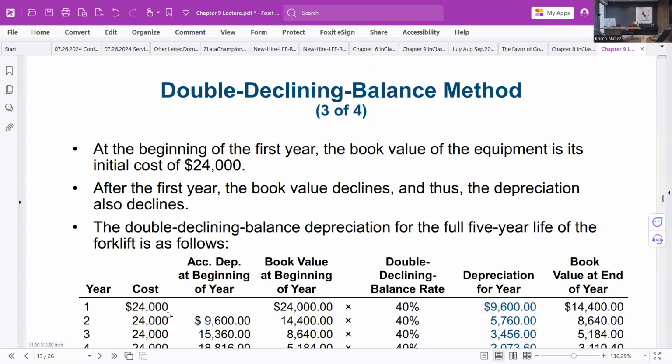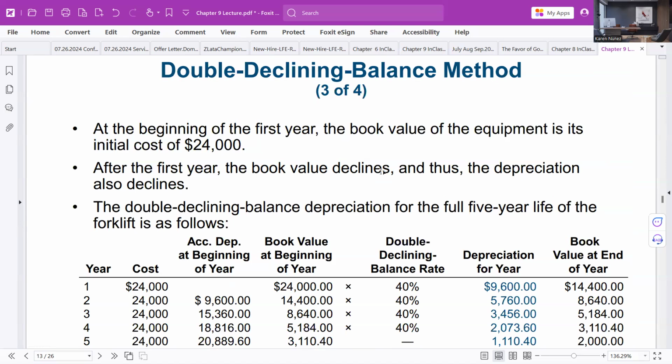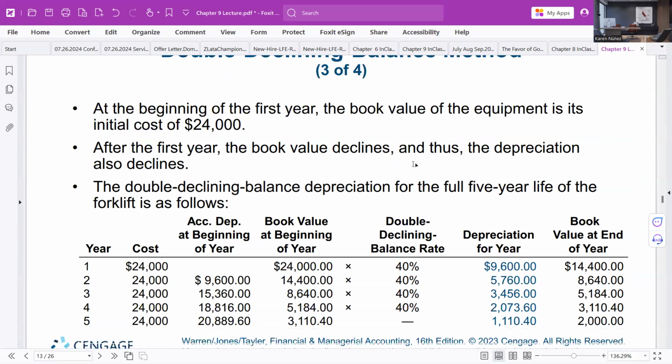So here's an example of the DDB rate. We've got equipment that costs $24,000, and each year the rate of depreciation is going to decline. So we're going to use the double declining balance rate of depreciation, which is the straight line rate times 2. We're going to double whatever the straight line rate is.